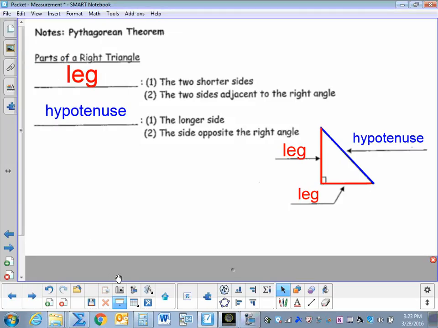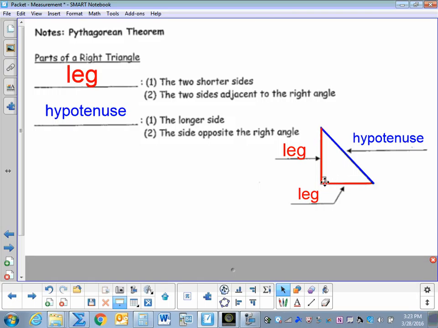The Pythagorean Theorem. Today we'll be using and solving problems with the Pythagorean Theorem. So to get started, let's identify parts of a right triangle. We have two legs in a right triangle. The legs, they make a big letter L.